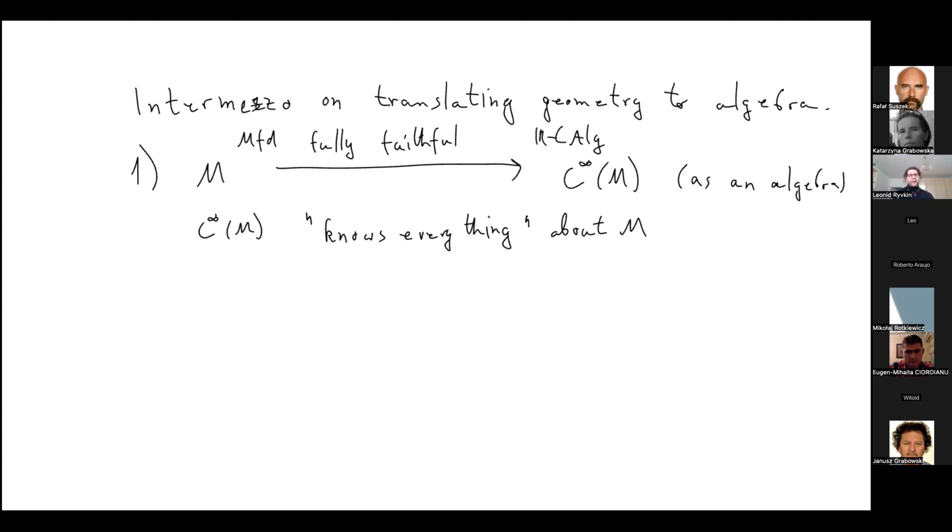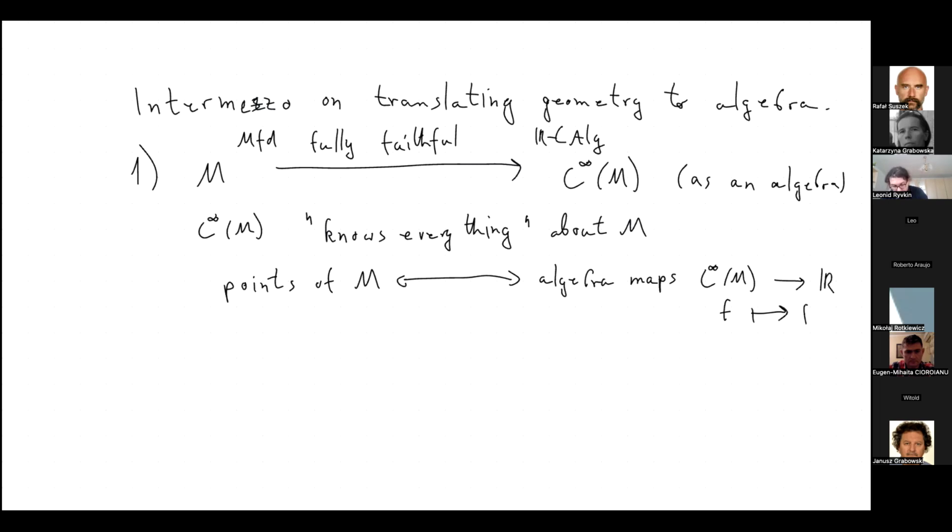And I'll just kind of hint at where the information about M is hidden in C infinity M. So the points of M, we can find them as algebra maps from C infinity M to R. So we take a function f and evaluate it at p, giving f of p, and this is the only way how we can get a map from the algebra C infinity M to R. Well, non-zero, yeah, unital maps, so mapping 1 to 1.